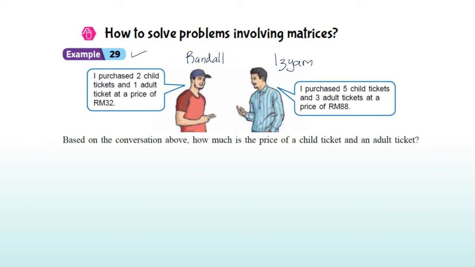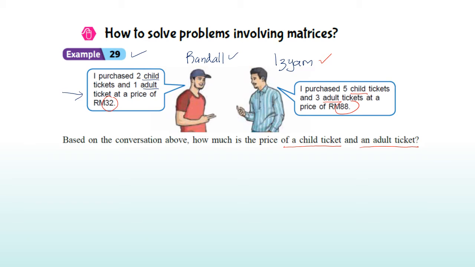Let's say Randall here purchases the tickets. Here you can see how many tickets, child and adults. And then for Iziam, he also purchases tickets for child and also adults, but a different number, and they have a different total here. Based on the conversation, how much is the price of a child ticket and an adult ticket?